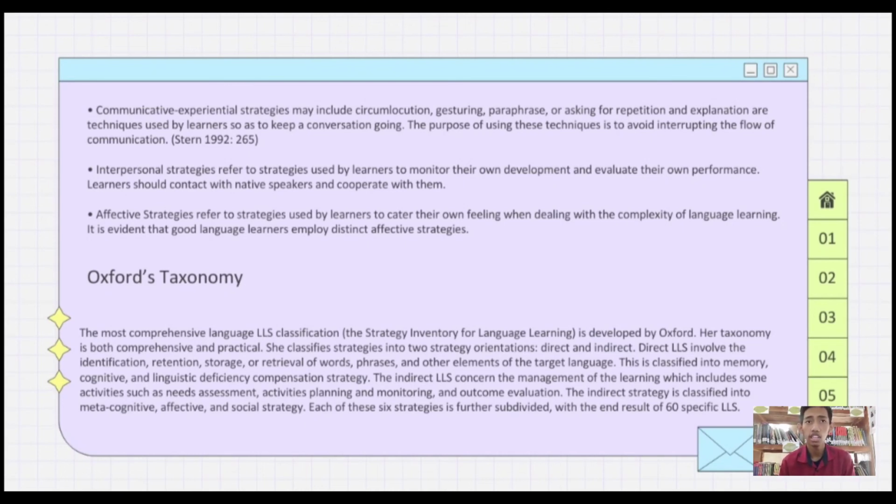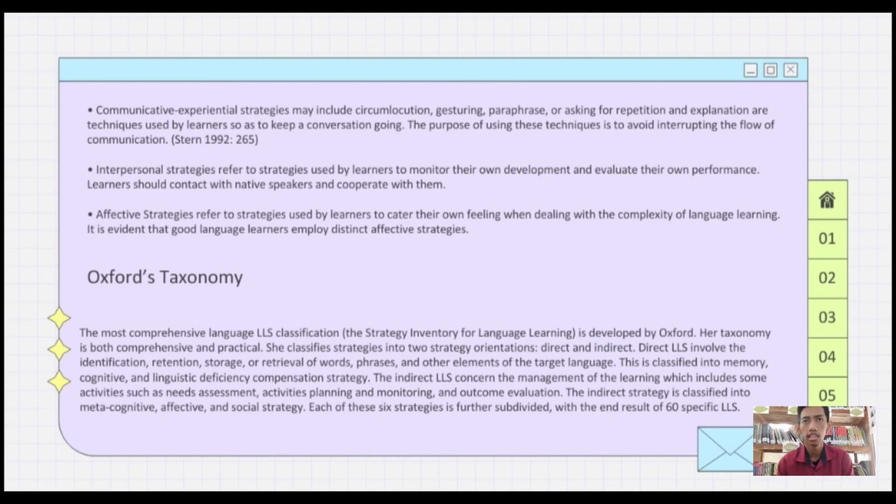Oxford taxonomy. The most comprehensive LLS classification, the strategy inventory for language learning, was developed by Oxford. Her taxonomy is both comprehensive and practical. She classifies strategies into two strategy orientations, direct and indirect.